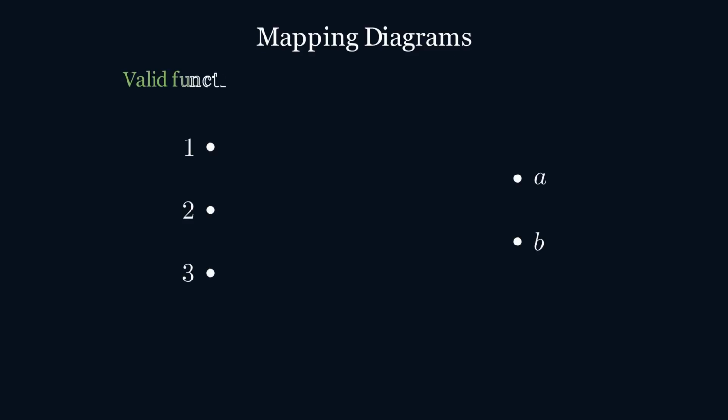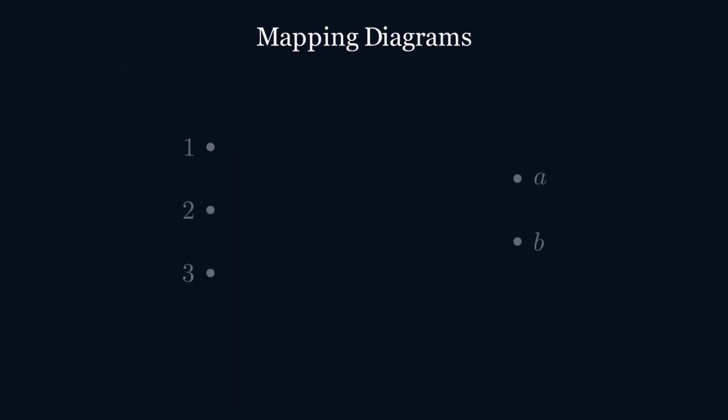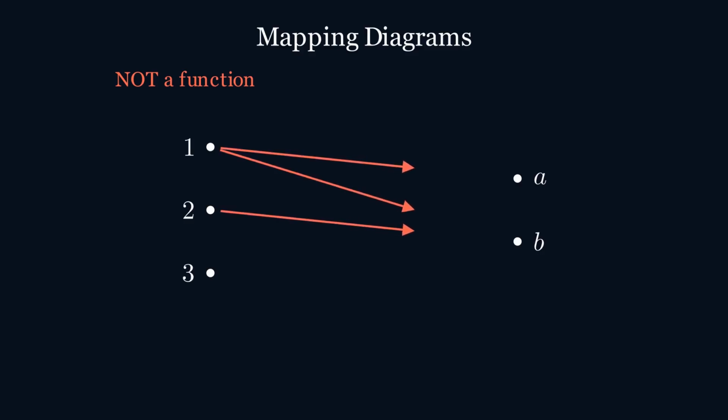We can also picture this with a mapping diagram. Here, every input on the left points to exactly one output on the right. That's a valid function. But if input 1 points to two different outputs at once, that breaks the rule. This is not a function.